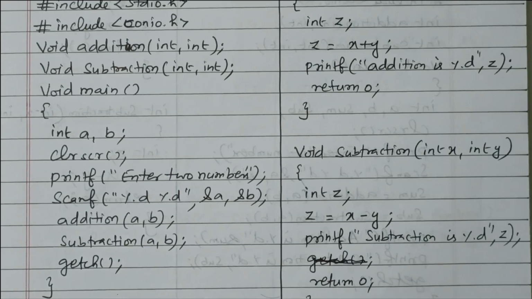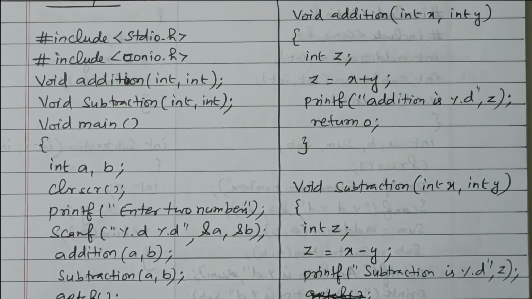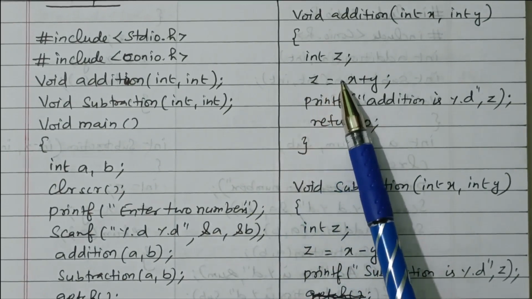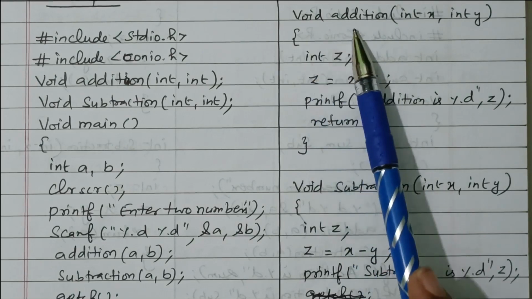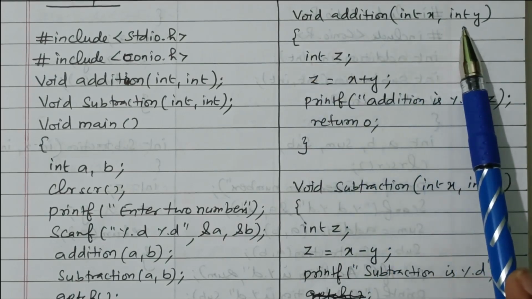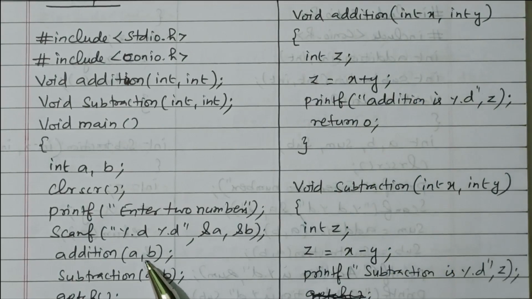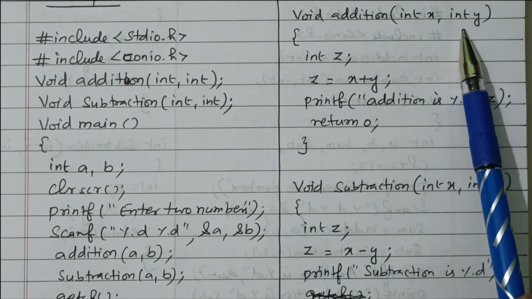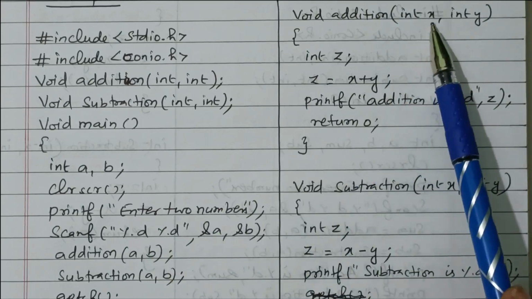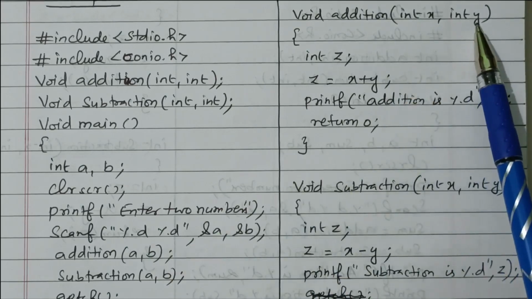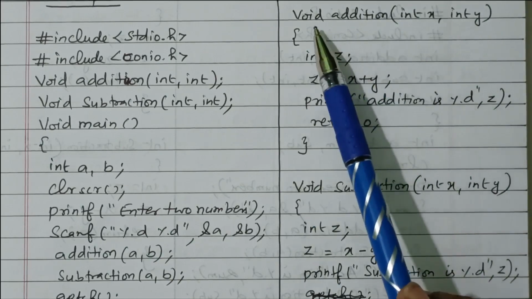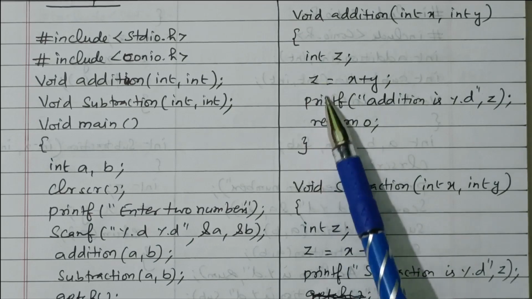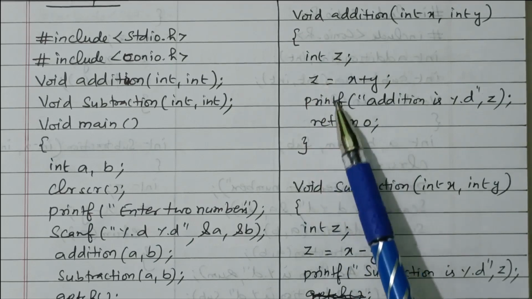Once this function is called, what will happen? The control will transfer to here, addition. The control will transfer to the function definition. This is called function definition: void addition(int x, int y). Here a and b are the actual parameters. This x and y are the formal parameters. The a value will be stored in x, b value will be stored in y. Right? This function name is addition and return type is void. Here we are declaring the function. This is the function definition. We are defining the function.